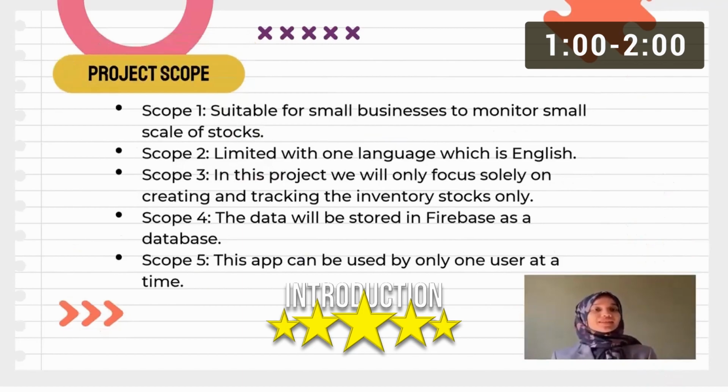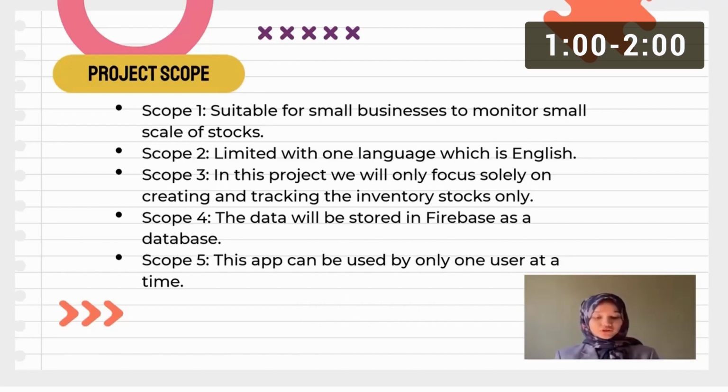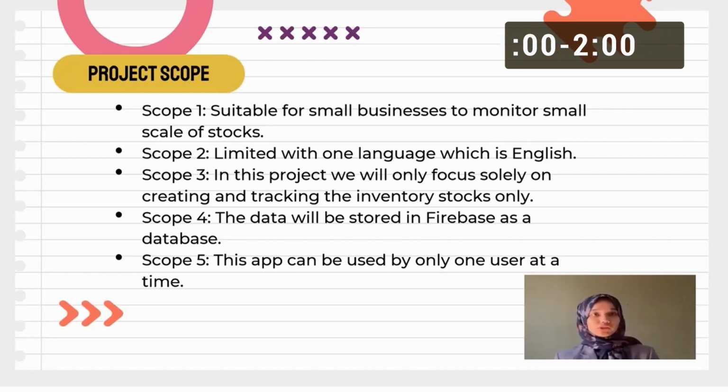The first one, it is suitable for business owners to monitor their small scale of stocks. The second one is it is limited to only one language, which is English. The third is that this application is only focused on tracking and creating stocks. Fourth is the data will be stored in Firebase as the database. Fifth is that the app can be used by only one user at a time.